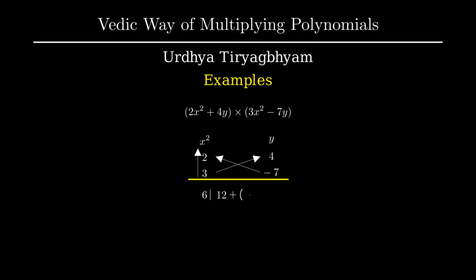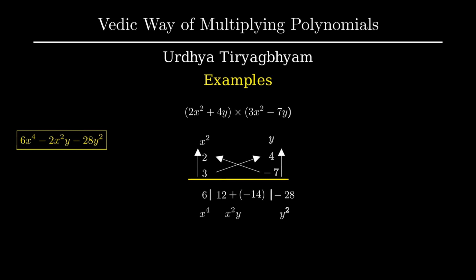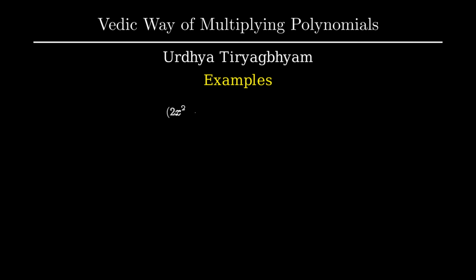The difference is that we will have our first variable as x to the power 4, because x square times x square multiplied vertically will give us x power 4. For cross multiplication, we will be having variable x square y, and for the last vertical multiplication, our variable will become y square. Therefore, our answer is 6 into x power 4 minus 2x square y minus 28y square. Till now, we have discussed multiplication of binomials only. Let us now jump to multiplying trinomials.